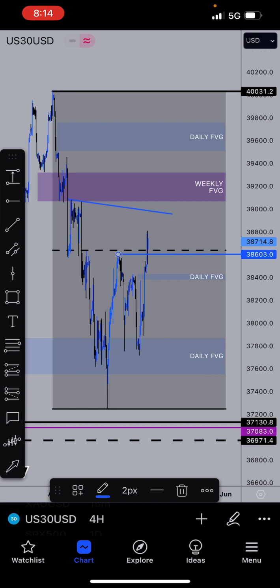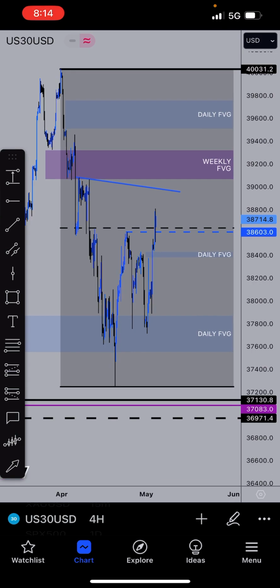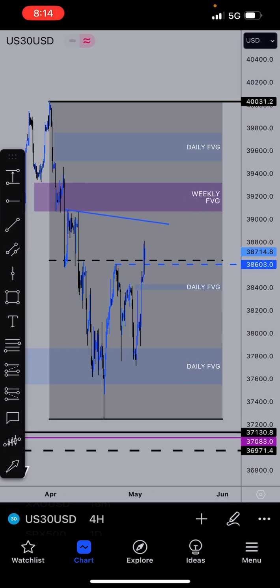I wanted to actually make this dash because it's broken. It broke that high. But yeah, this is the markup, and hope to see you guys this week.